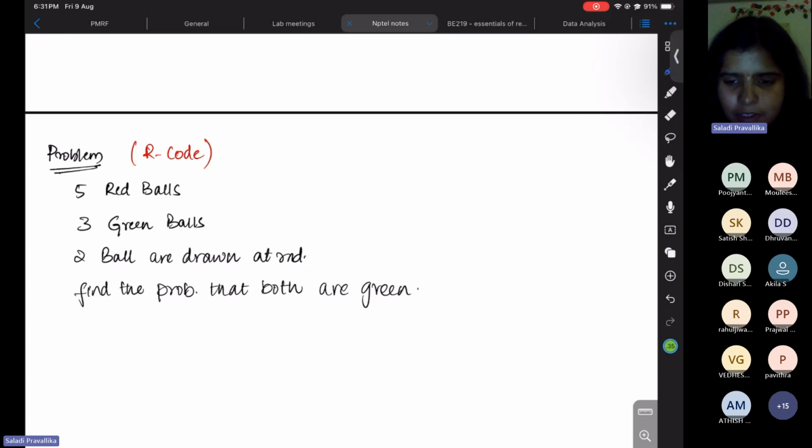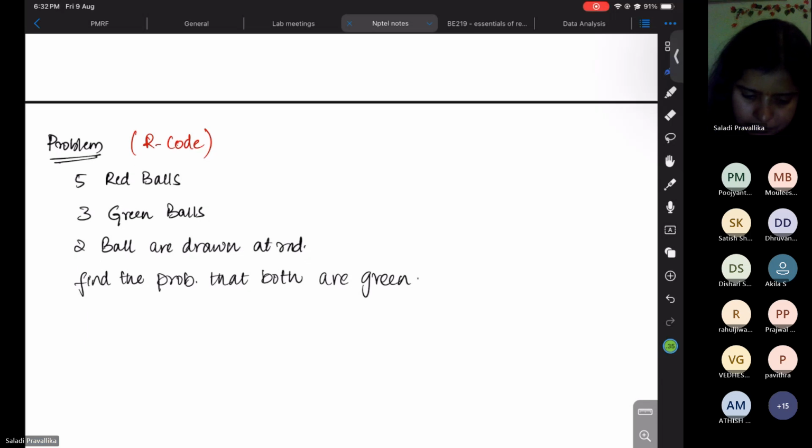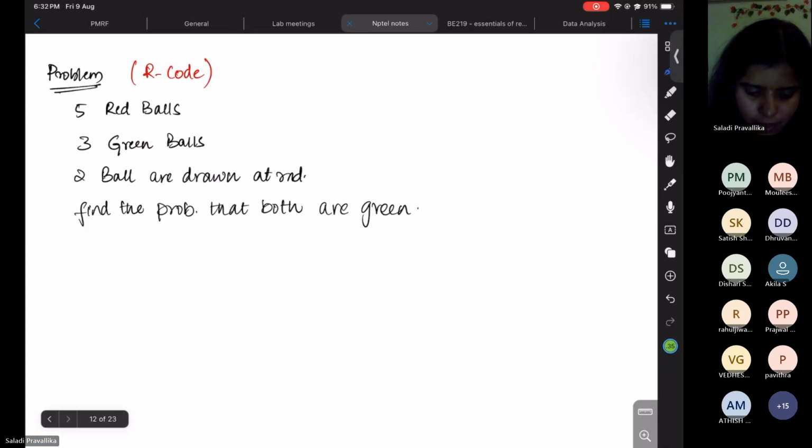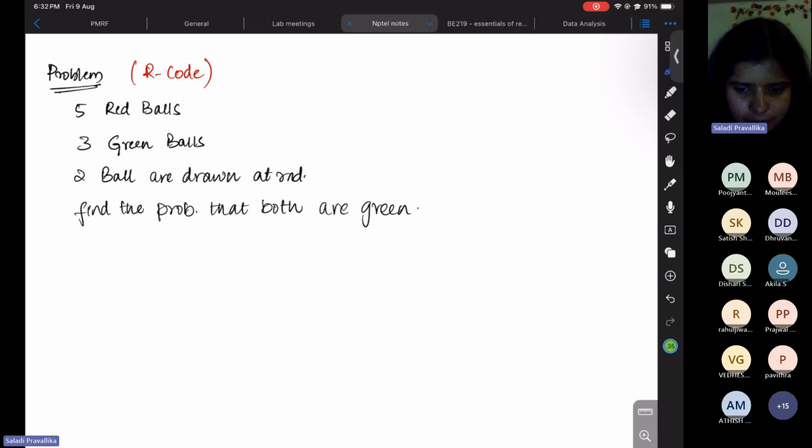Once you're done solving this problem, we can look at our code. Please solve this problem and we will look. In this problem, we have 5 red balls, 3 green balls, and 2 balls are drawn at random. Find the probability that both are green.